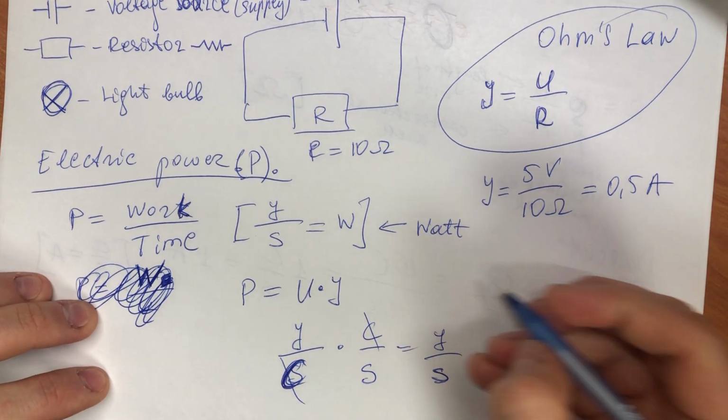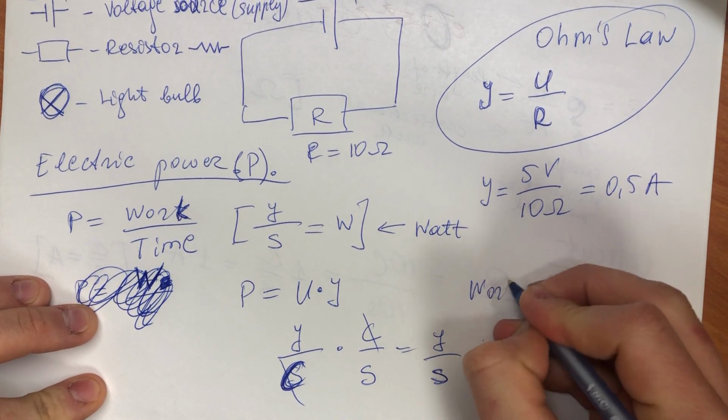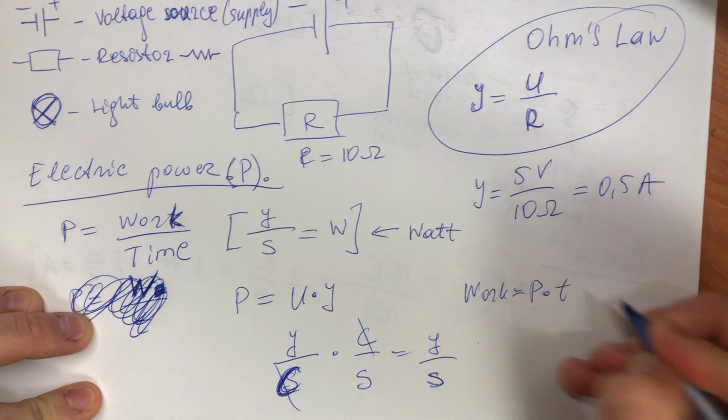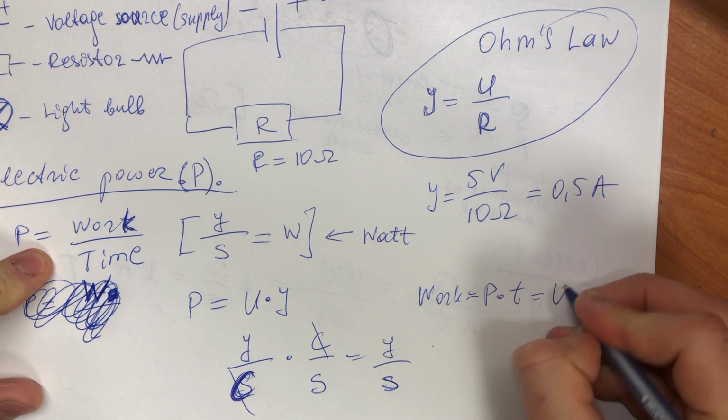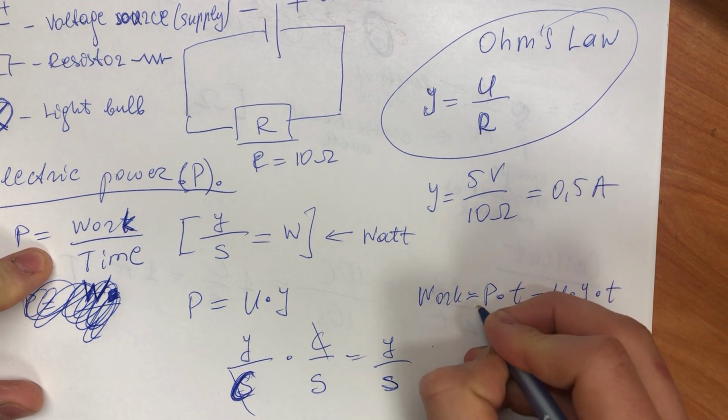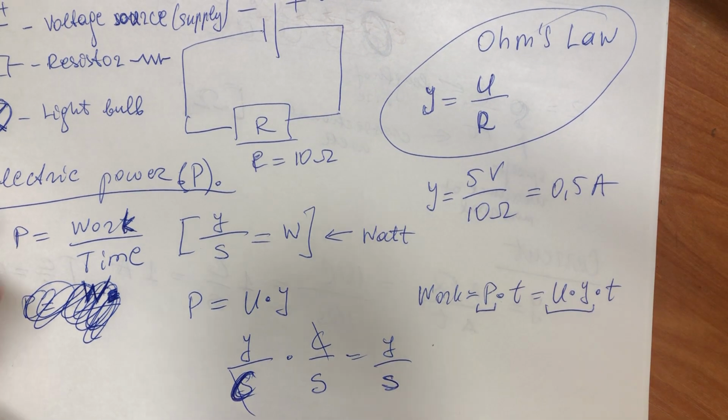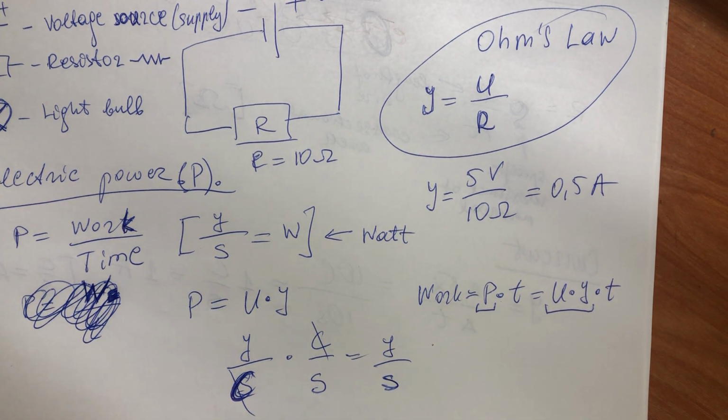We can also write like this. We can write that work is power times time from this equation. And we can write that power is U times I, so work is U times I times T. So this is electric power.